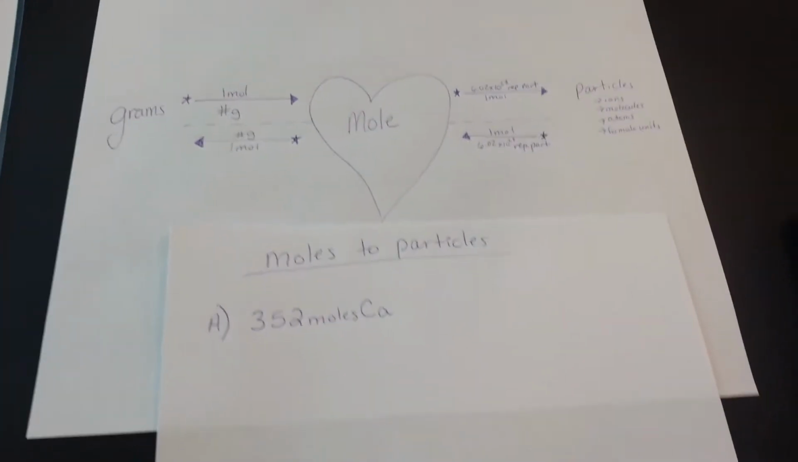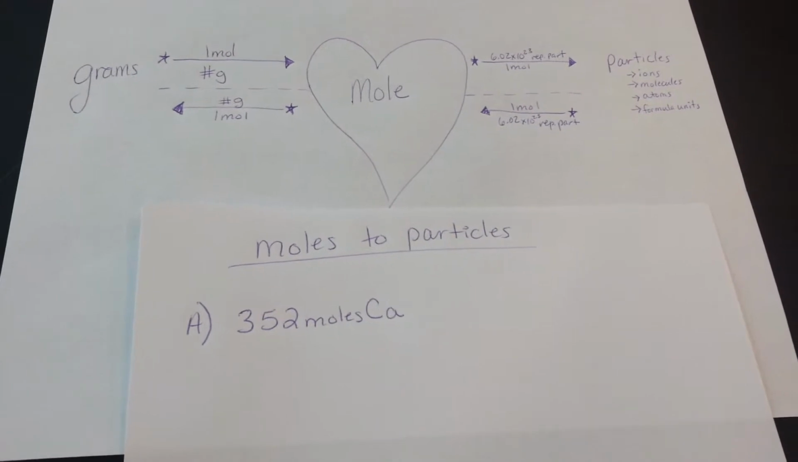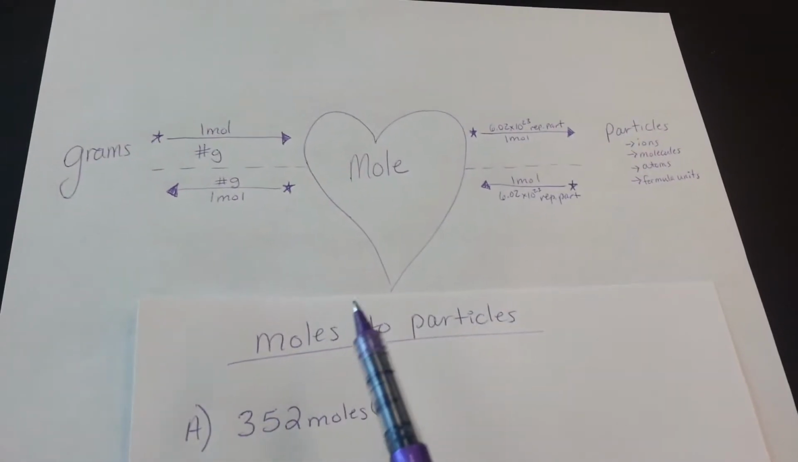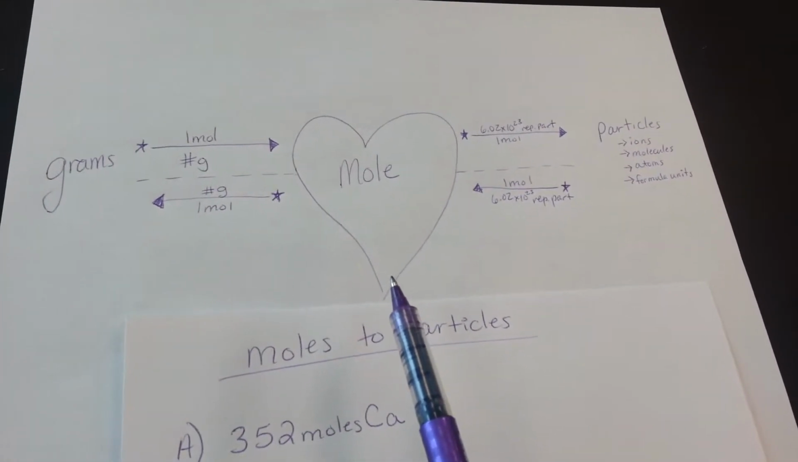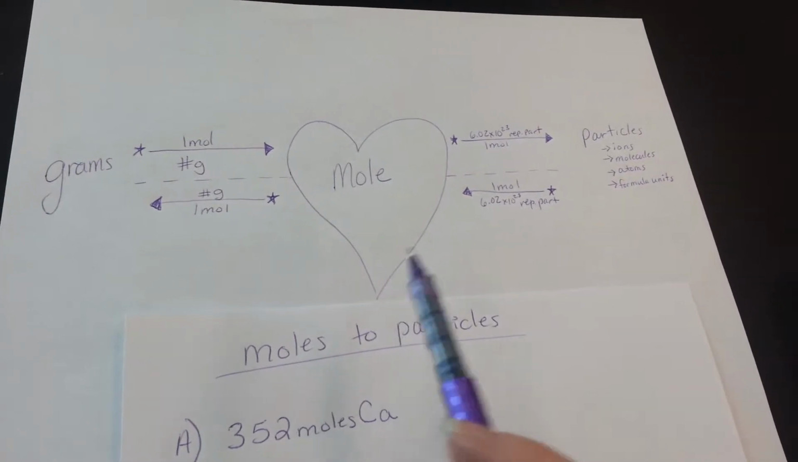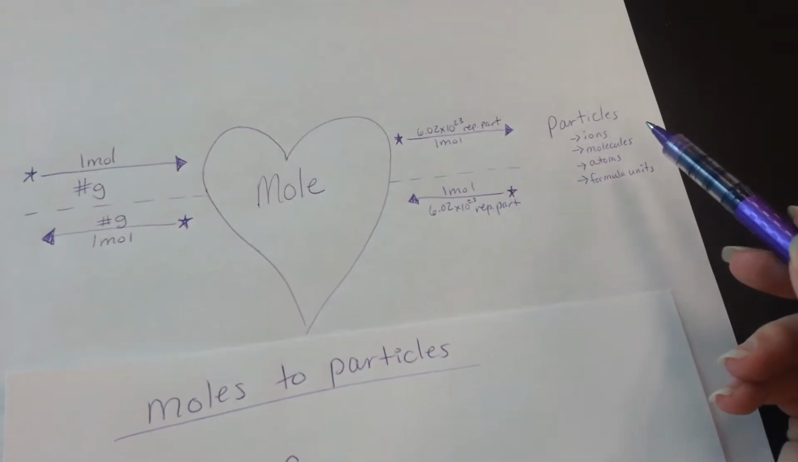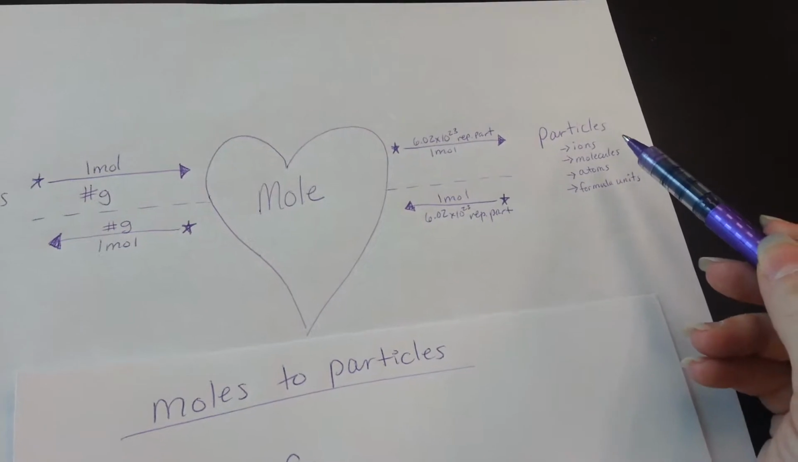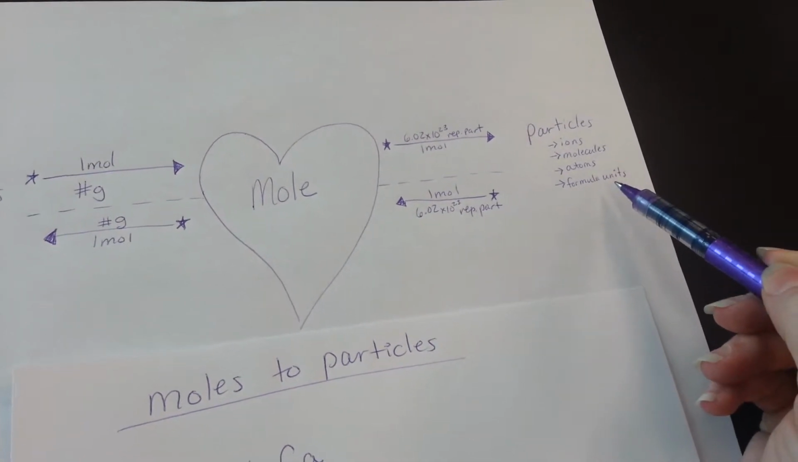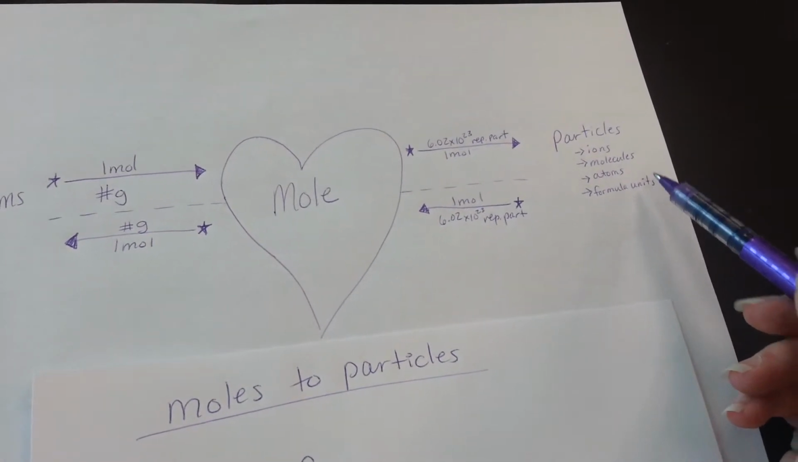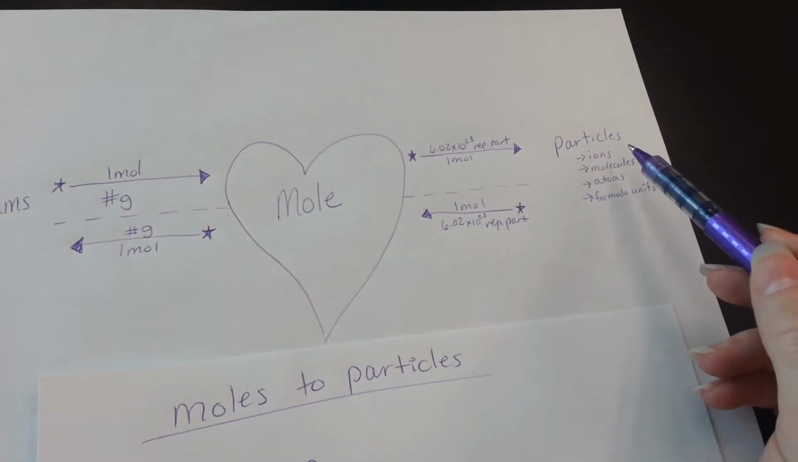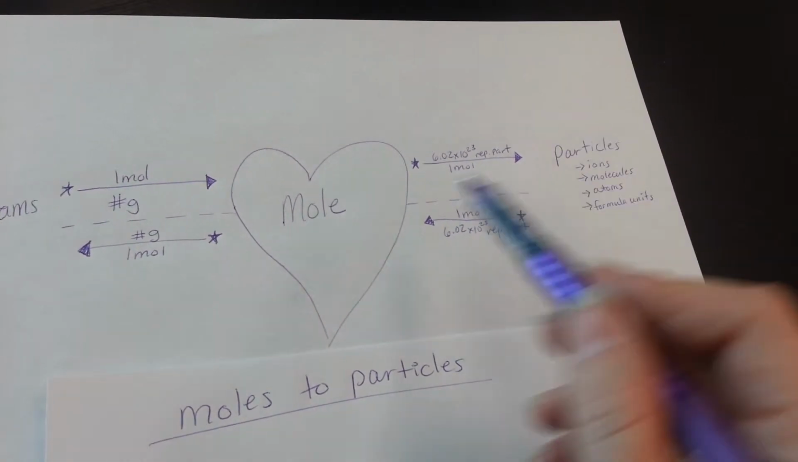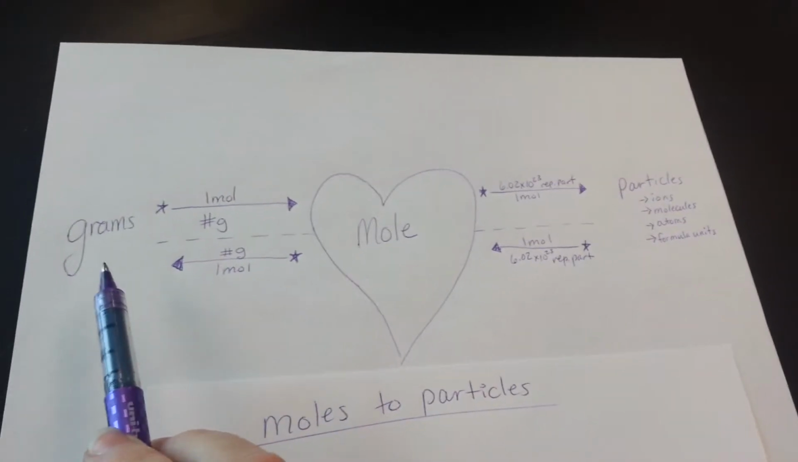Alright, so let's talk about changing moles of a substance to particles. Now you should have your mole heart. If you're a current student, we did this on an actual heart. So please remember that for particles, we have 4 words we have to recognize: ions, molecules, atoms, and formula units. All 4 of these words are just words for a representative type of particle. Mole is always in the middle, and then we have mass over here.